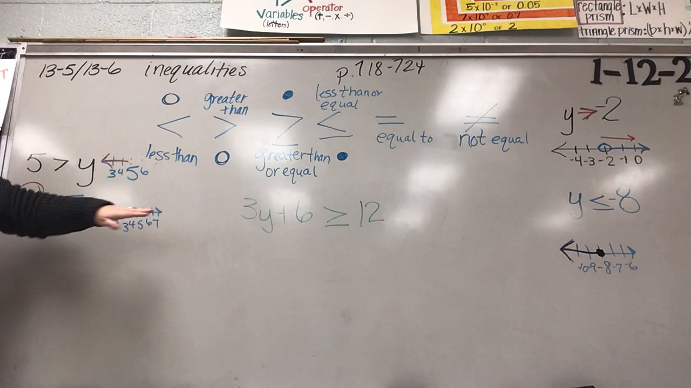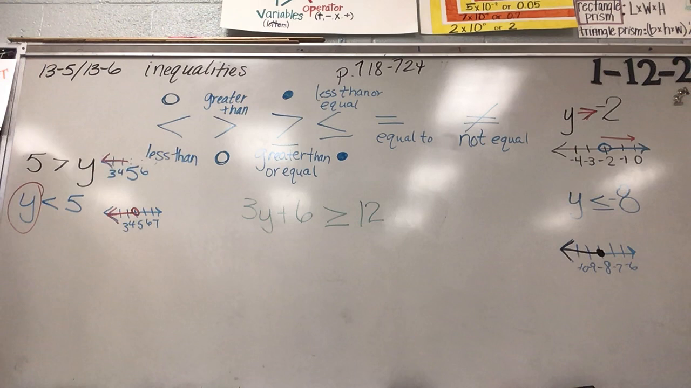Okay. So 3y plus 6 is greater than or equal to 12. 3 times something plus 6. Now, let me say this real quick. We're still going to have to plot this when we get it done. But we're just going to solve it. So, just one second, y'all hang tight.